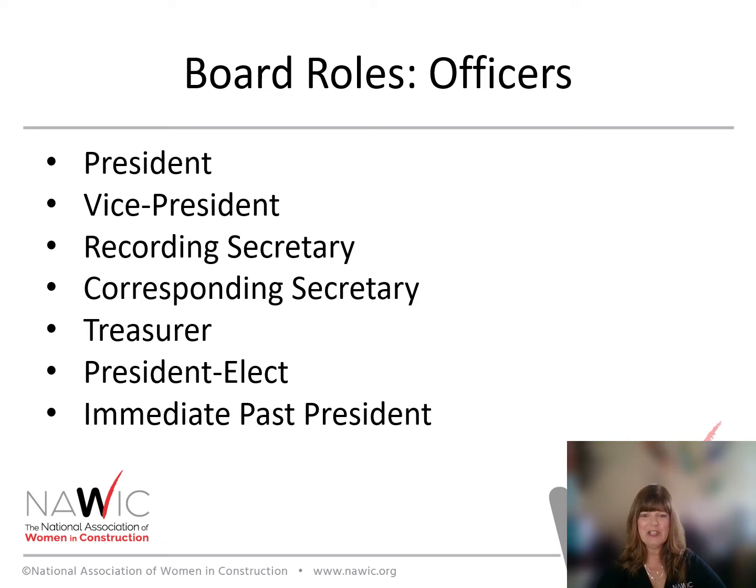The president presides at all meetings and serves as chair of the board of directors. She calls regular monthly meetings of the board of directors and any special meetings of the board that may be necessary. She's authorized to create special committees and appoints members to all standing and special committees, with the exception of the nominating committee, and she designates the chair for each.